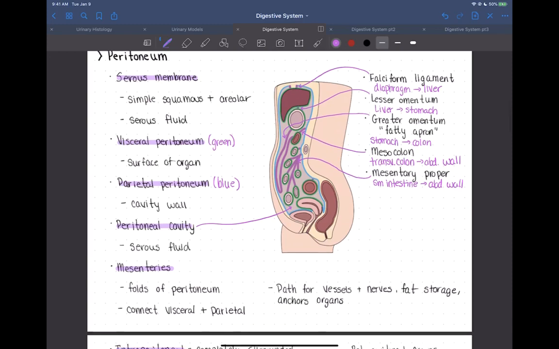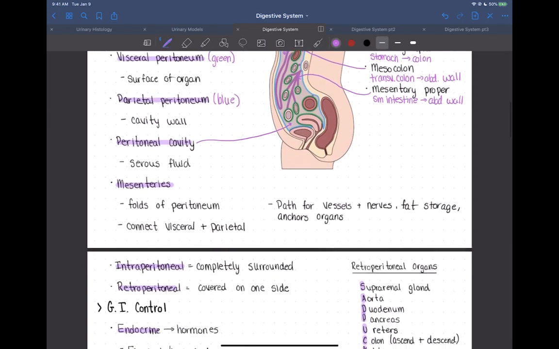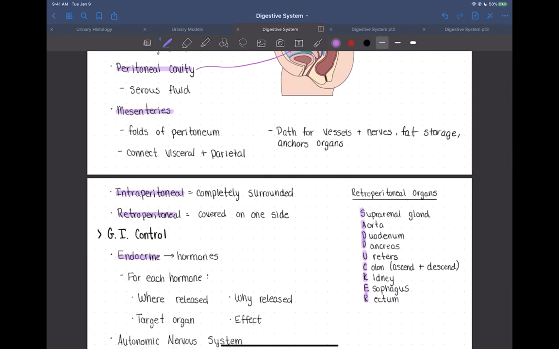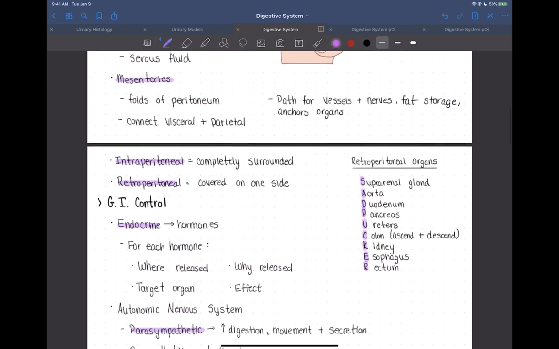Okay. All right. So that is our peritoneum. And so now, let's talk about intraperitoneal and retroperitoneal first. And then we're going to talk about control of the GI tract. All right, so intraperitoneal versus retroperitoneal. This is how we're going to categorize different organs of the digestive system.